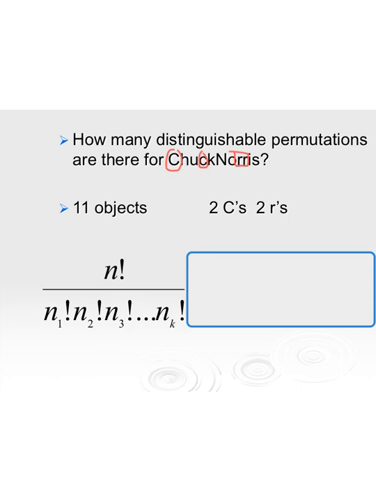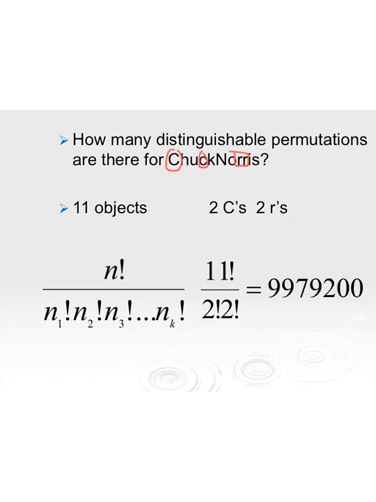When I go to plug this in, my n value is going to be 11, and then I have my repeating values. All the other letters that don't repeat have a value of 1. And remember, I omitted those because it's like dividing by 1, which is not going to affect our outcome. So you can see that in my formula, I have n factorial divided by the repeating letters, 2 factorial and 2 factorial. Again, I omitted the 1s because it's not going to affect our outcome. But when I plug this into the calculator, we do get our final answer.